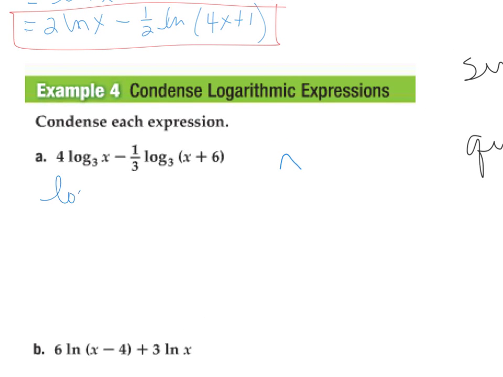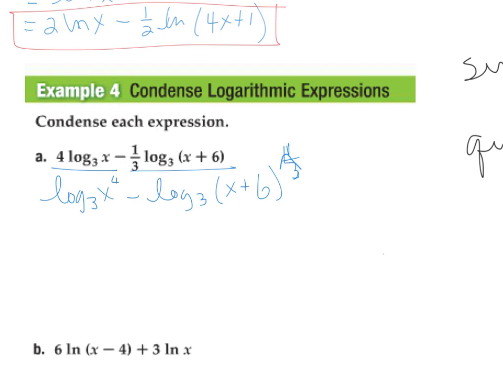So I would have log base 3 of x to the 4th to begin with for that. And then for the second term, I would have minus log base 3 of x plus 6 to the 1/3. That's supposed to be a 1/3.